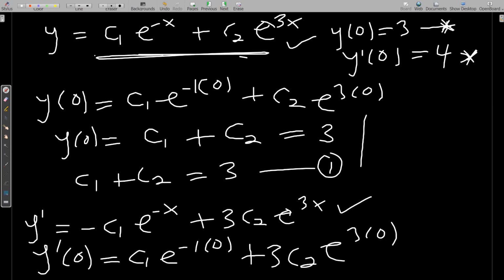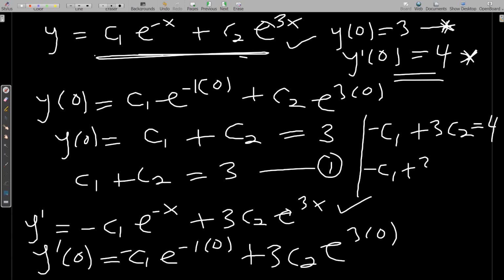Give me C1, it will give you another equation. There is a minus here, sorry, so there should be a minus in front of this. So we have minus C1 plus 3C2 should be equal to what? Y prime of 0 is 4 from this condition, so this whole thing should be equal to 4. So we have the second equation being negative C1 plus 3C2 equals 4. This is my second equation, equation 2.